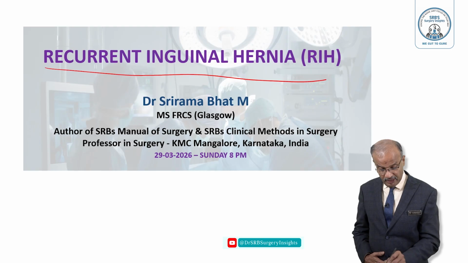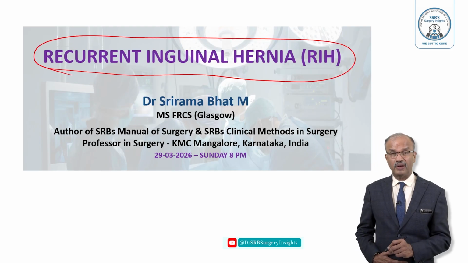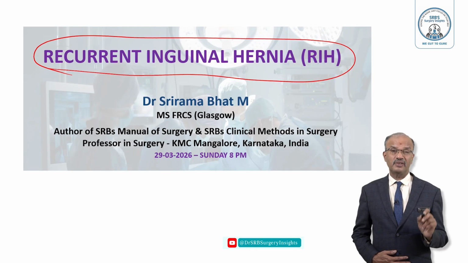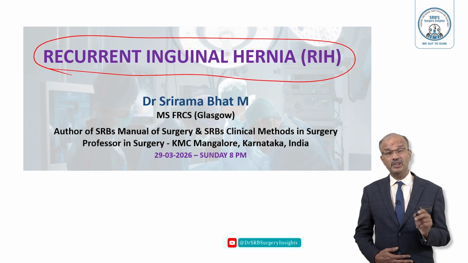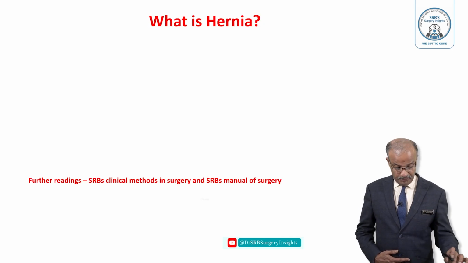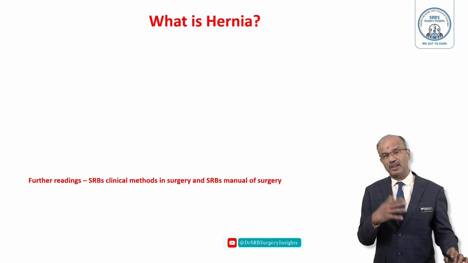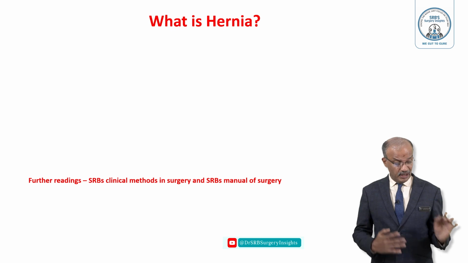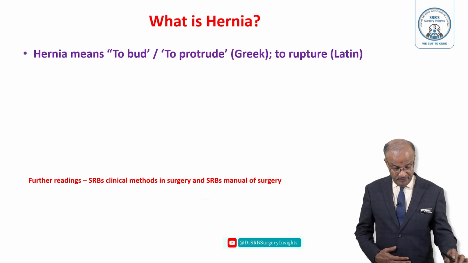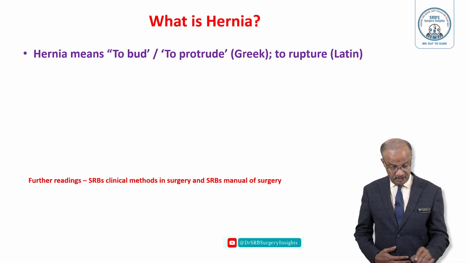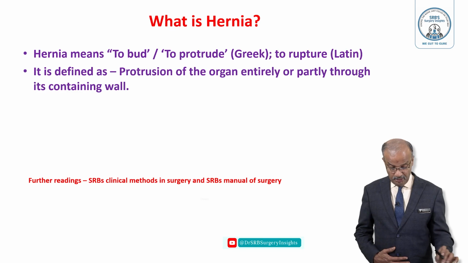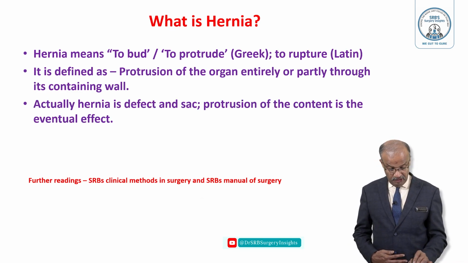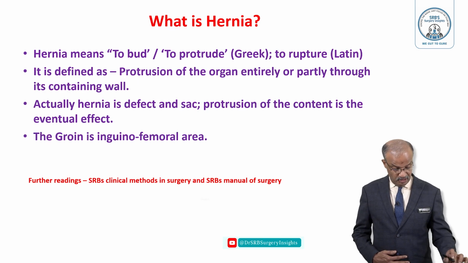That is a very important topic for surgeons of all types, general surgeons, specialty surgeons, whoever deals with hernia, and for UGs for learning purposes also. So what is hernia? I'll first go through what is hernia, then what is recurrent hernia. I'll just go through the slide, it may not be in much detail because it's the basic thing. To bud, to protrude, to rupture: this is the meaning of hernia. Protrusion of an organ entirely or partly through its containing wall is a defect, and sac. Protrusion of the content is the eventual effect.